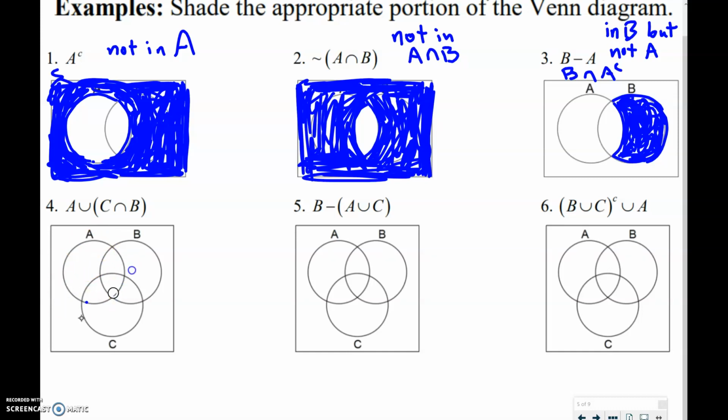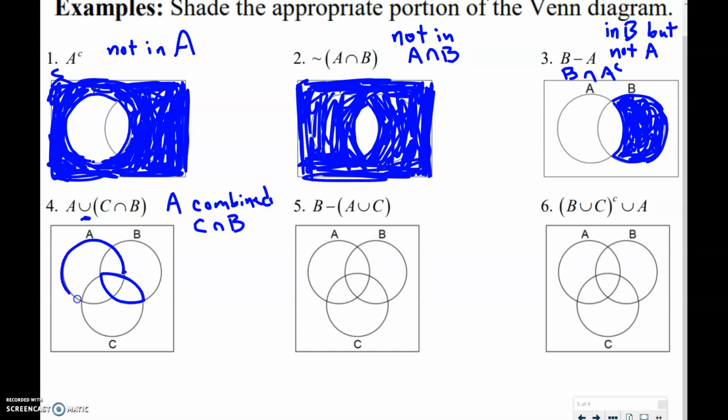Now for number 4, look at what we have. We have a union, which is combining the 2 sets. So we're going to take set A and we're going to combine it with, or put it together with, or shade it with C intersect B. It's everything that's in A or C intersect B. So I'm going to find C intersect B. It's right here.